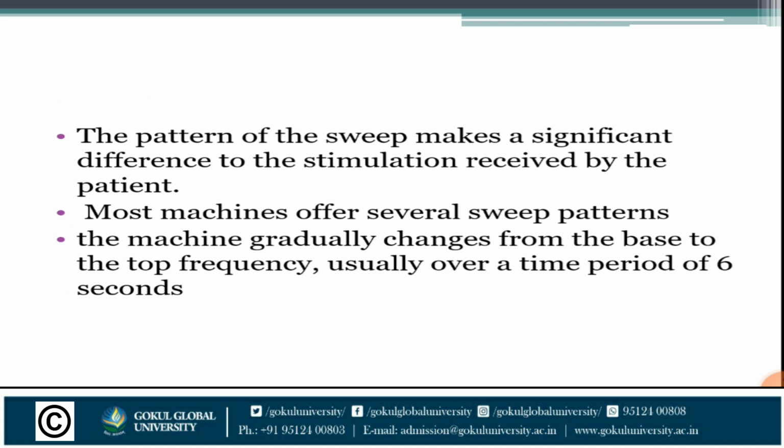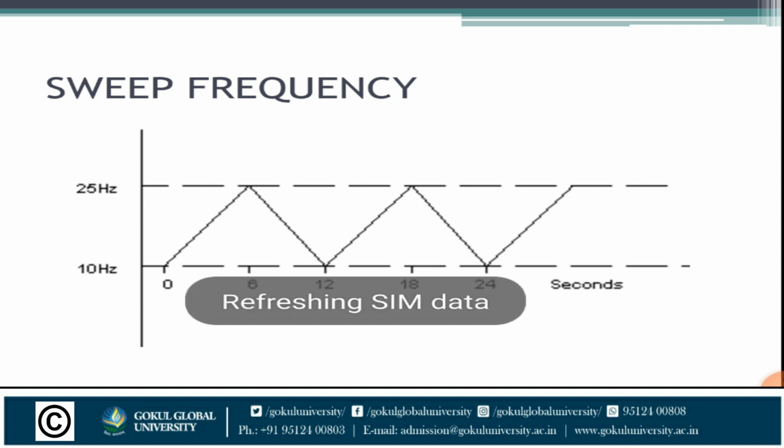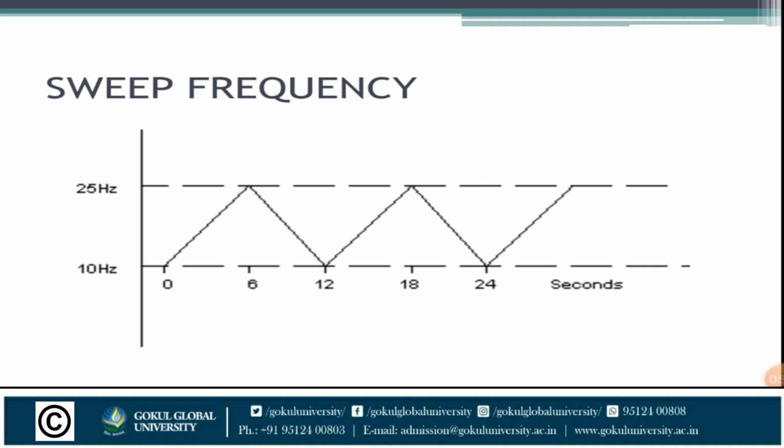For example, if a 10 to 25 Hz range has been selected, the machine will deliver a changing frequency. Now we see in this figure there is a 10 Hz and a 25 Hz. Starting at 10 Hz, rising to 25 Hz over a 6-second period. Once the upper limit has been achieved, the frequency will once again fall. This pattern is repeated throughout the treatment.